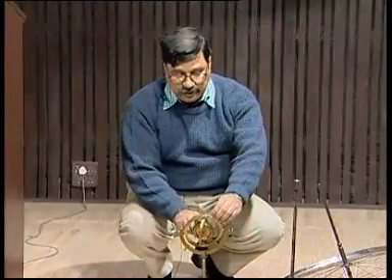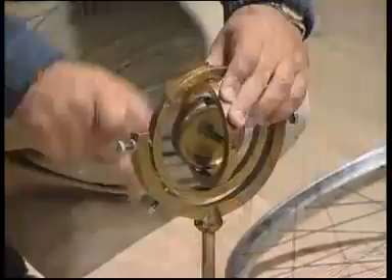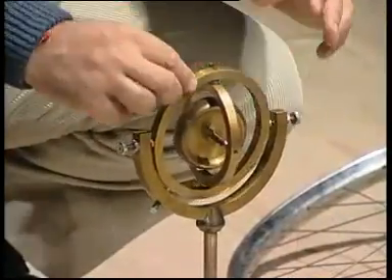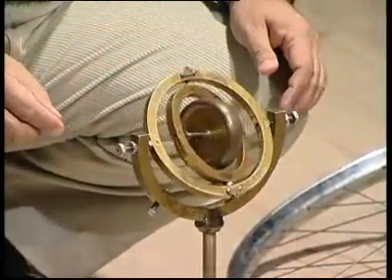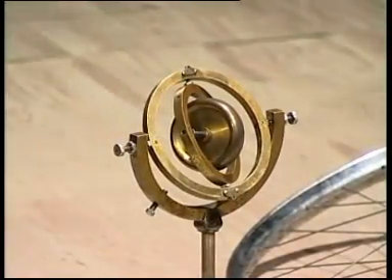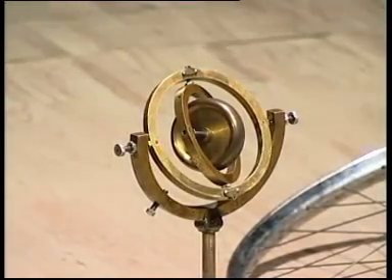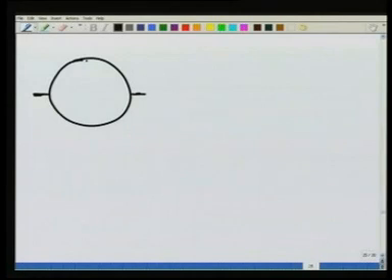Let us see it again. I will give it a rotation, and as I rotate this, it tends to align with this. Let us try to understand this in terms of angular momentum. What I have is, I will try to make a picture. There is an outer frame like this, which can rotate about the horizontal axis. In this outer frame, there is an inner frame.